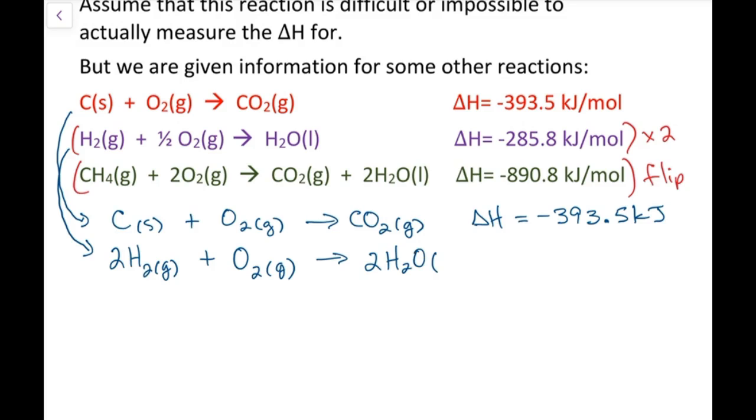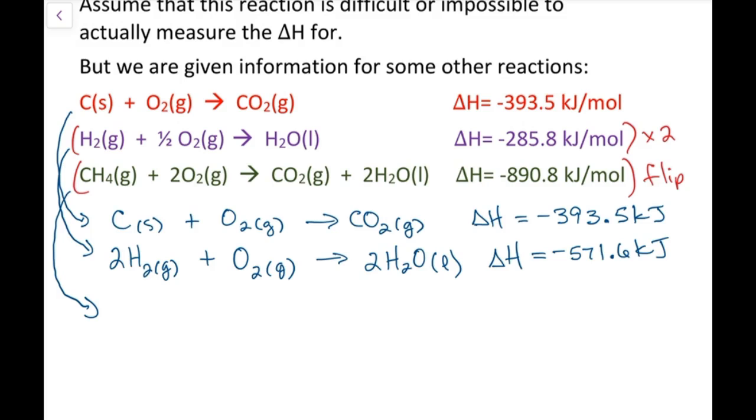2H2O liquid. And our delta H also has to be doubled, right? So negative 285.8 kilojoules has to be multiplied by 2. And that gives me negative 571.6. Very important that we remember, whatever we're doing to the substances, we also have to do to the energy as well. All right, and then this last equation, we have to flip it.